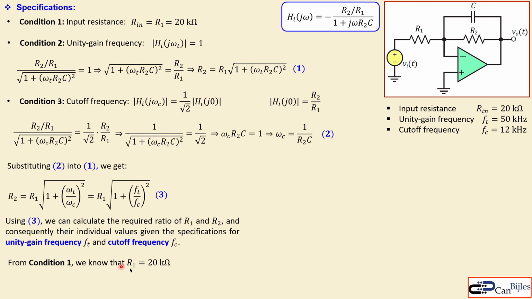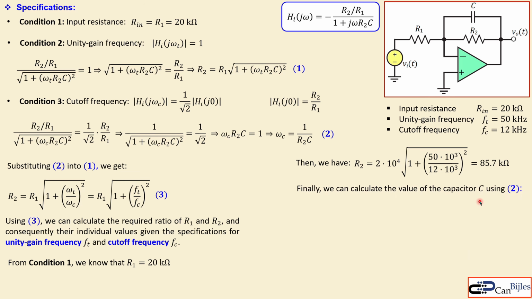Now from the condition 1, we already said that we have R1 equal to 20 kilo ohm, so we can just substitute in here. What do we have now? So actually we have already R2, if you look at it, because R2 will be then 2 times 10 to the power 4 times the square root of 1 plus 50 kilo ohms divided by 12 kilo ohms squared. That will result in 85.7 kilo ohms. Okay, so we have also R2. So we have R1, we have R2. The only unknown is the capacitor C.